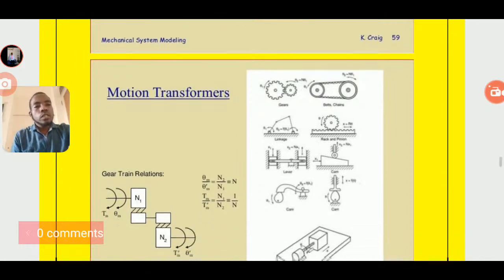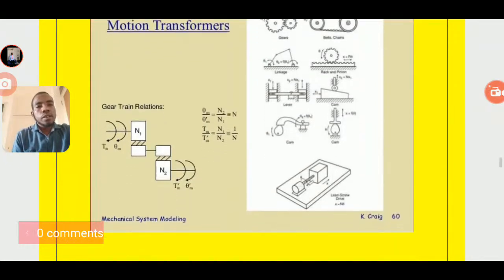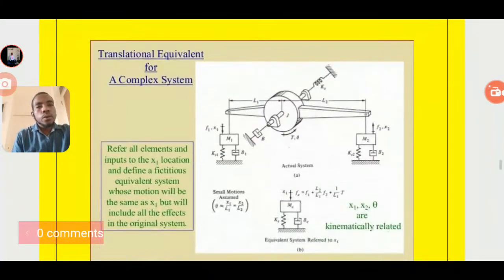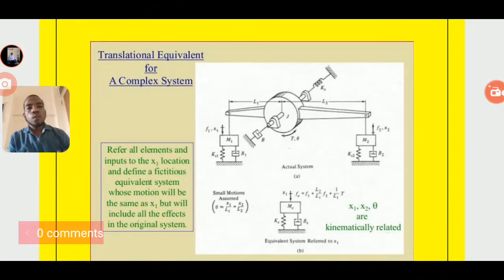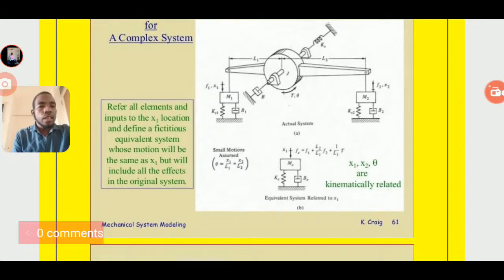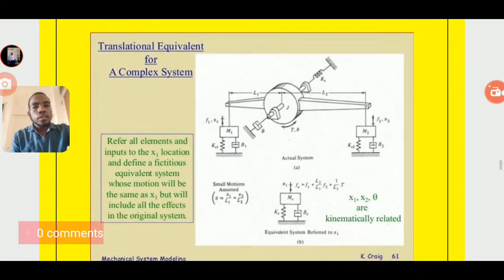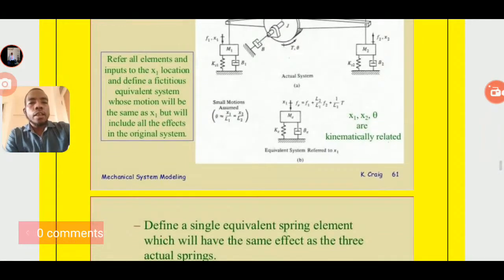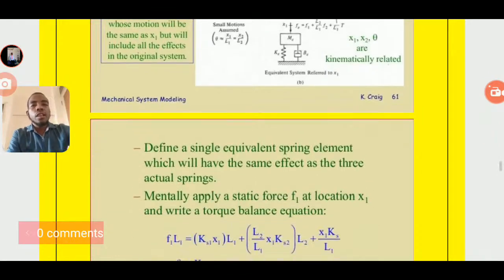Okay, for the motion transformers you can also see these diagrams. These are some of the formulas. So this is a translational equivalent for a complex system. This is also the diagram for kinematically related things like this. So refer all elements and inputs to the x1 location and define a fictitious equivalent system whose motion will be the same as x1 but will include all the effects in the original system.